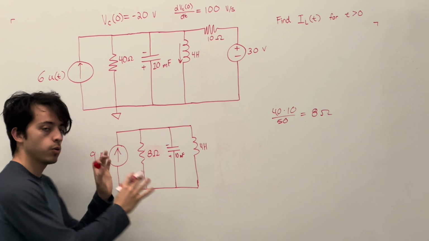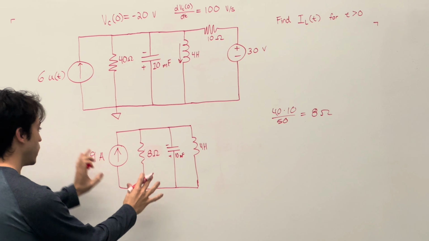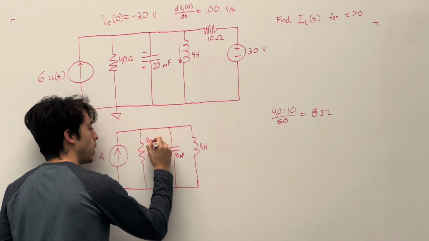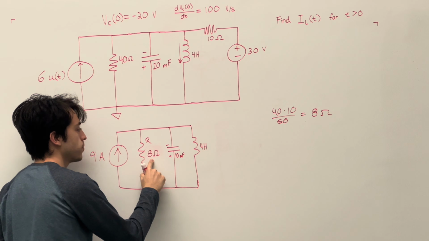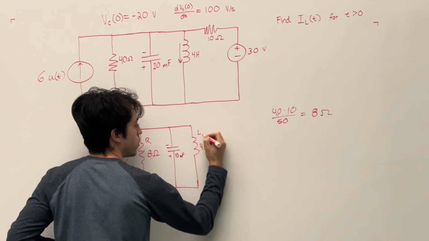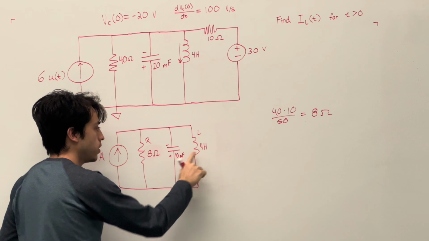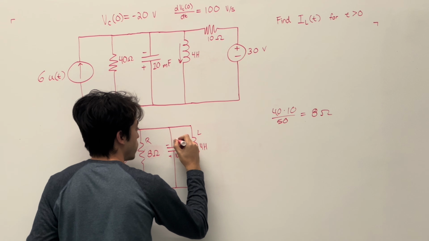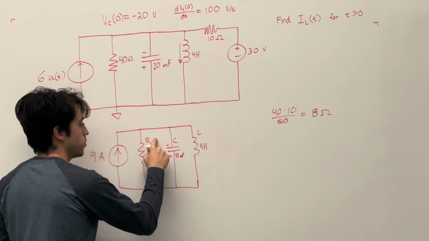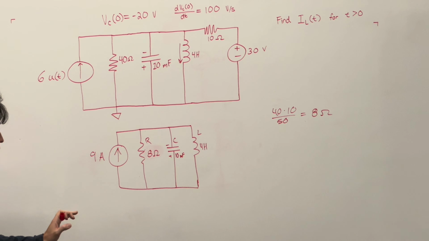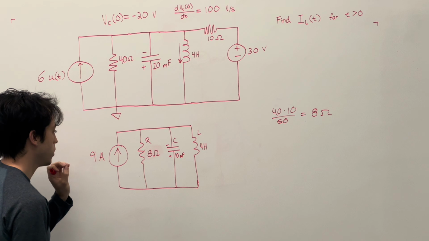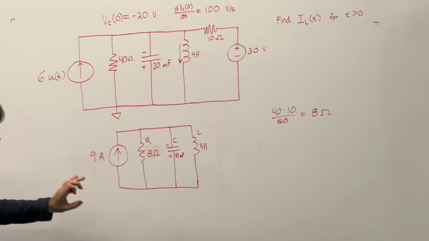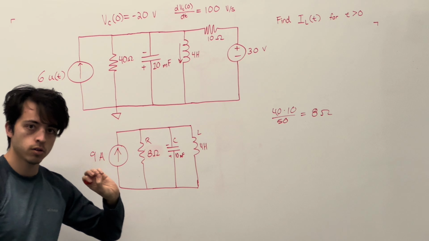Okay, so now we have an incredibly simplified circuit. This is what we want. We have our R, our resistor, is equal to 8 ohms. Our L, 4 henry inductor, and our C, which is a 10 millifarad capacitor, or RLC circuit. It's in parallel, so we need to remember the equations for our s1, s2, alpha, and omega naught.